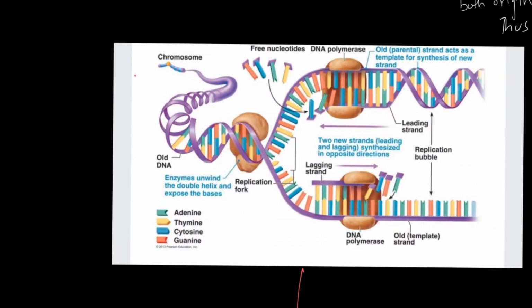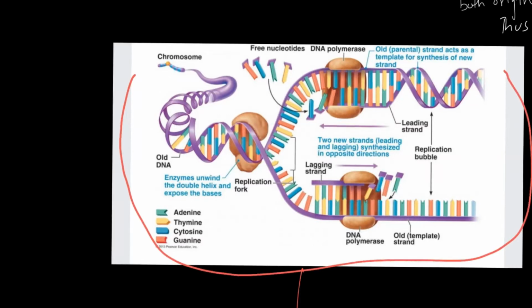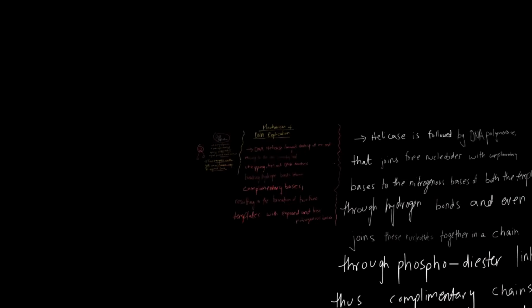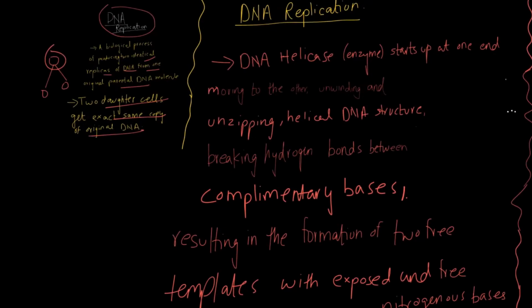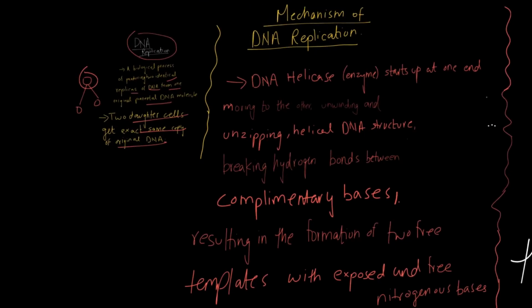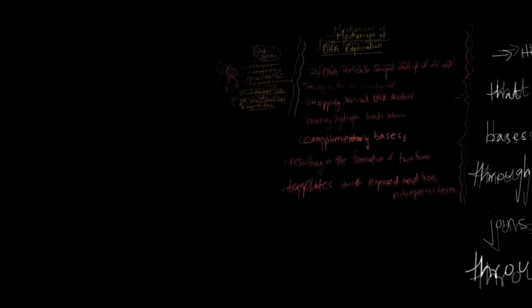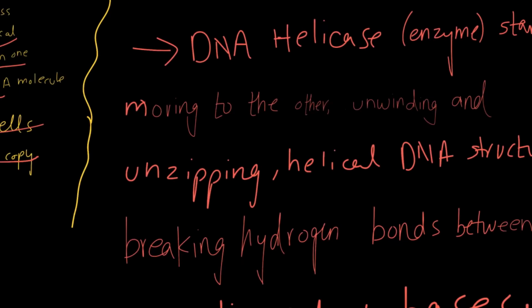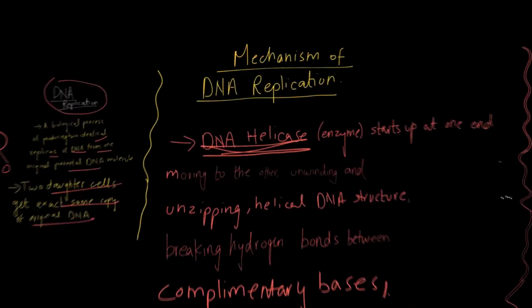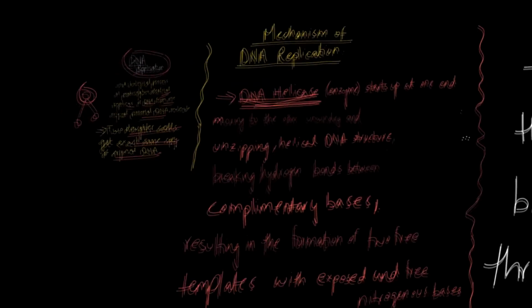So, this is the entire process of DNA replication, and I'll show you how it's done. First, it says DNA helicase enzyme starts up at one end, moving to the other and unwinding, unzipping the helical DNA structure, breaking the hydrogen bonds between complementary bases. This is the first part, right? So DNA helicase, this is something to be focused on. DNA helicase is an enzyme which starts up from one end.